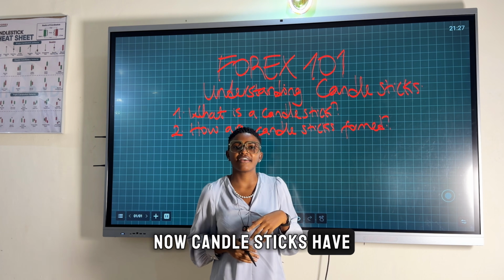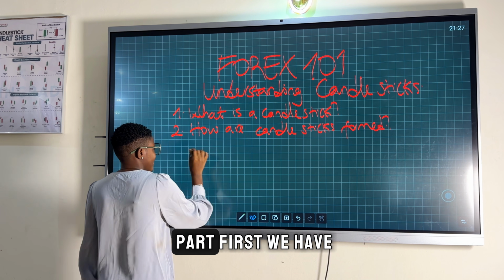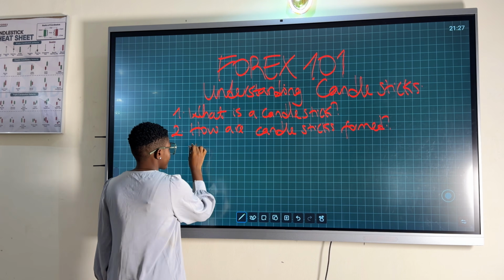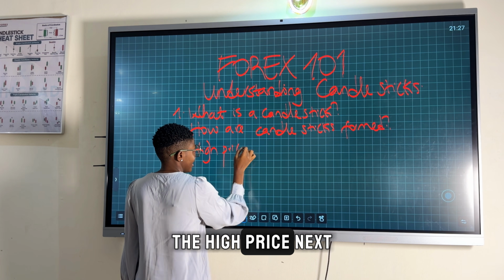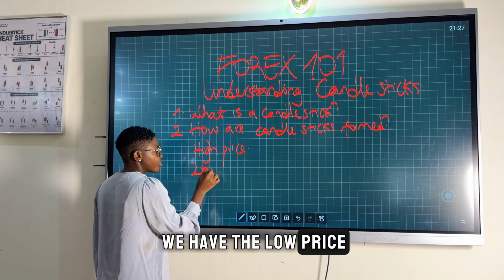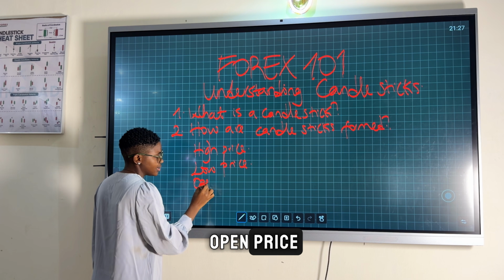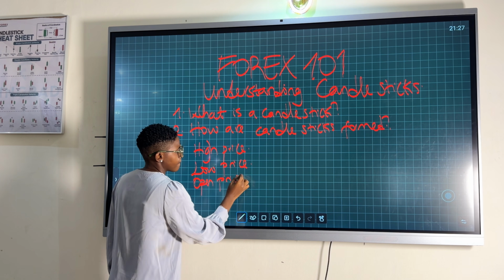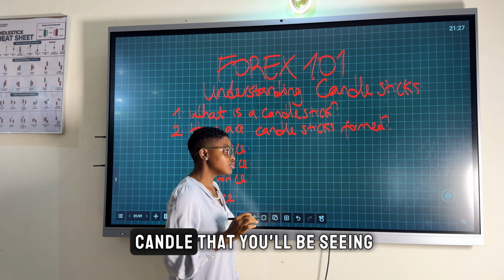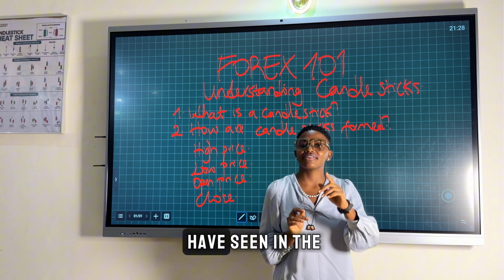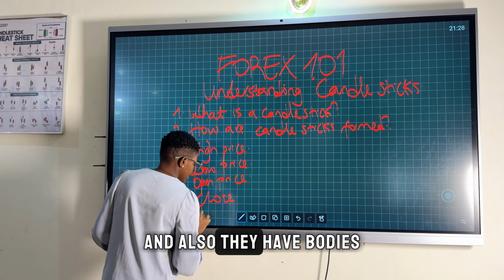Now candlesticks have basically 4 parts. Each candle has 4 parts. First, we have the high price. Next, we have the low price. Next, we have the open price, and we have the close price. So every candle that you have seen in the forex market has all of this, and also they have bodies.